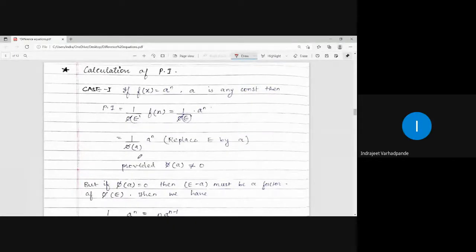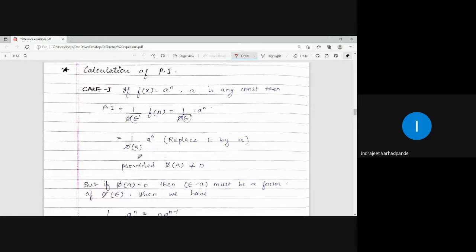The next part of the solution deals with the particular integral. Now, as we have seen in the general form of the difference equation, the solution is given by yn is equal to CF plus PI. Before this, we discussed how the complementary function can be calculated by converting the difference equation into the operator form.